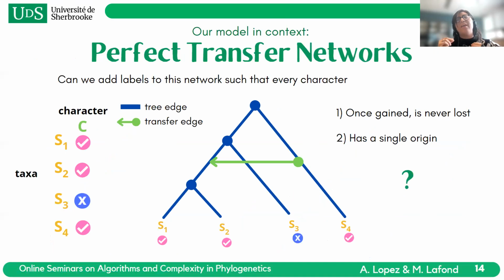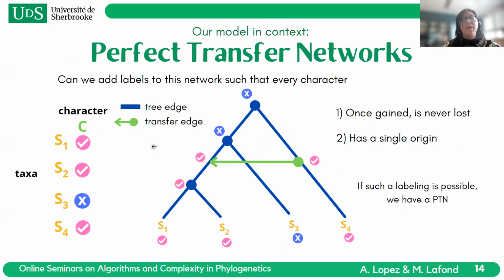So if we pick an arbitrary tree-based network on a set of taxa, as I showed before, we ask ourselves: can we add labels? Can we place our tokens into this network such that every character, once it is gained, is never lost, and it has a single origin? If we find such a labeling, such a way of placing our tokens along the network, then we have a perfect transfer network, or as I will call them, PTN. So this is the basic idea of our mathematical structure.